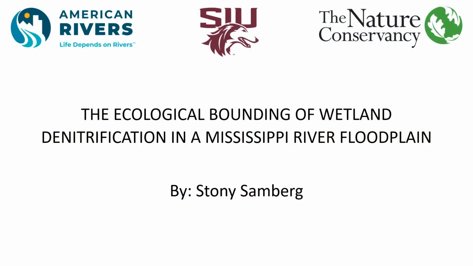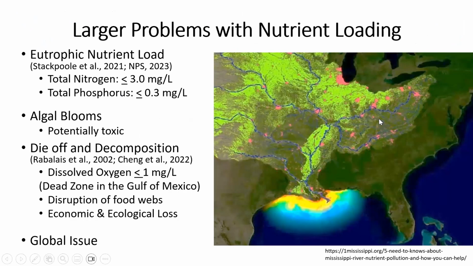In essence, today what I'm going to be doing is quantifying the maximal and minimal rates of denitrification in a wetland along the Mississippi River. But first, I'd like to frame for you a larger problem of eutrophication, particularly within the central United States, in which this eutrophic nutrient load can reach as high as 3 milligrams per liter in terms of total nitrogen, and then 0.3 milligrams per liter in total phosphorus.